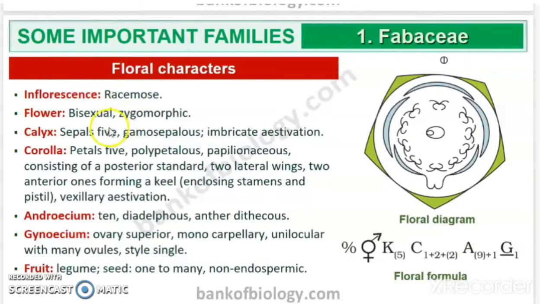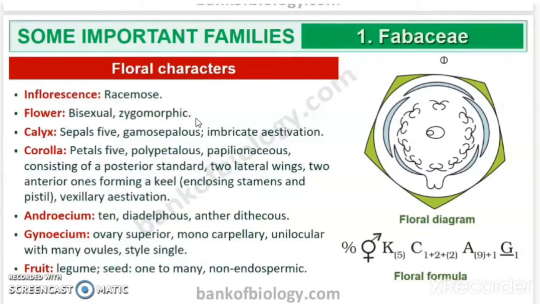Coming to the flower, it is bisexual and zygomorphic. Bisexual means it will have both male and female reproductive parts in the same flower. And what is zygomorphic? We have learnt about two types of symmetry, right? Actinomorphic and zygomorphic. Actinomorphic symmetry is nothing but radial symmetry. It means that when a flower is divided into two equal radial halves in any radial plane passing through the center, we are calling it actinomorphic symmetry.